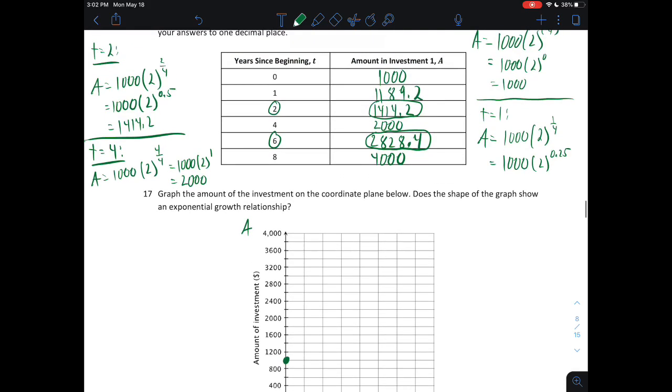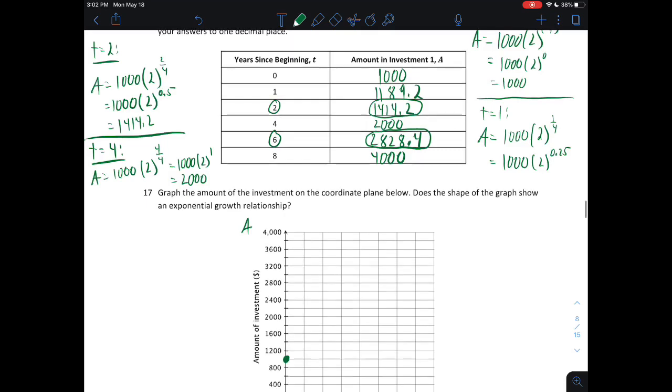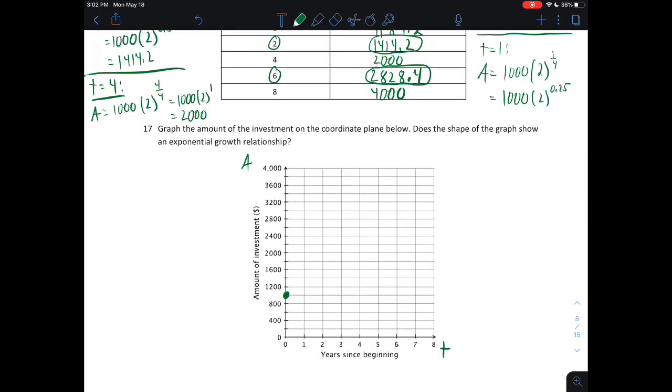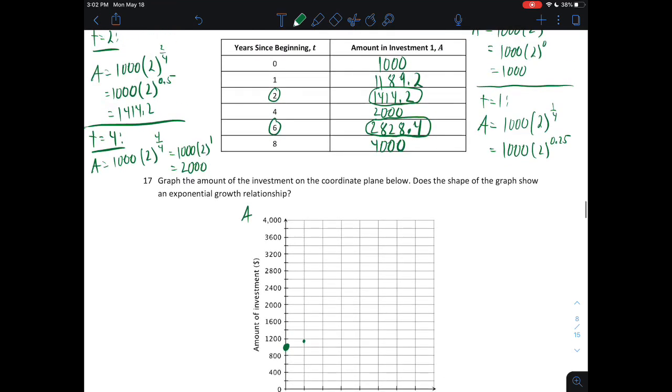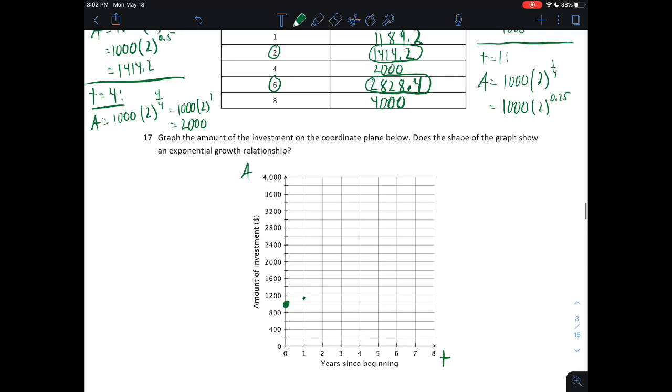For 1 year later, the amount is 1189.2. That's pretty close to 1,200. So I get another dot. Then for year 2, 1414.2. So that's going to be a little bit above 1,400. And then at year 4, we didn't do a year 3, so we're skipping now over to year 4. The amount was $2,000. And then year 6, we said 2828, so a little bit above 2,800. And then year 8, we said 4,000.